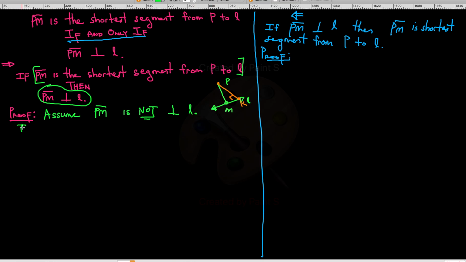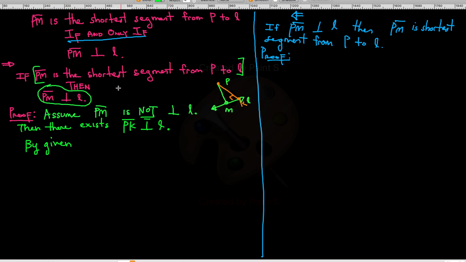So then there exists some segment PK perpendicular to L. Now, I sit here and I remember what it is that I have. I have that PM is the shortest segment from P to L. That means by what's given, it's given to me that PM is the shortest. That's what I'm working with. I'm given the fact that PM is the shortest segment from P to L. I want to prove that PM is perpendicular to L.